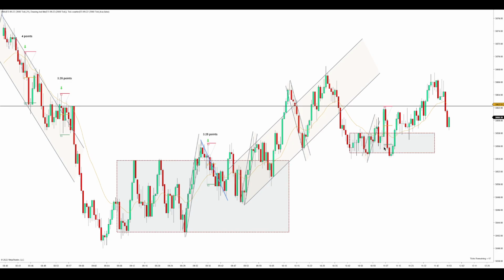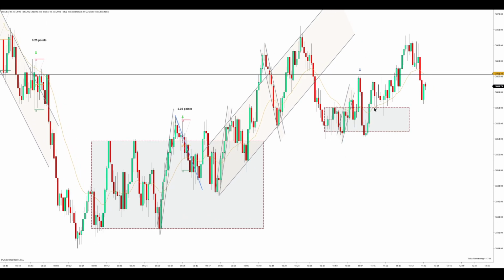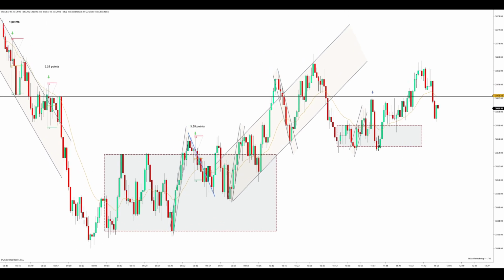So 1 to 1, you could have easily gotten out. I think I'll mark that. I didn't catch that in real time, to be honest with y'all. But I think it looks pretty decent. So after that, we fade the range. We bounce off the lows. We go back above. First entry short, second entry short.